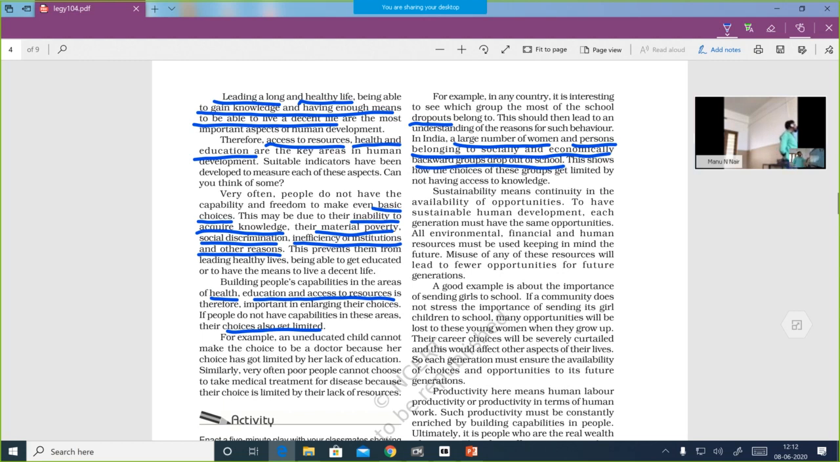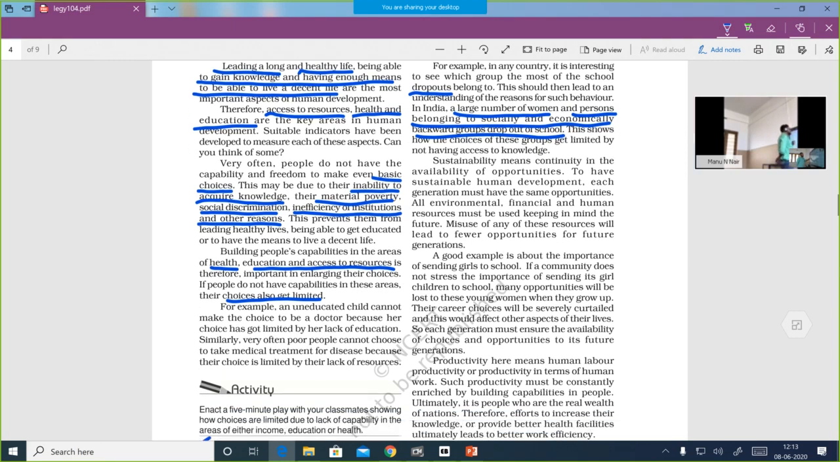This shows how the choices of these groups get limited by not having access to knowledge. So this can be the reason many of the people are not getting those choices. They are not getting those choices which we were just discussing before. And they are not getting those choices because they don't have access to that knowledge. They did not attain that knowledge which they were deprived of.